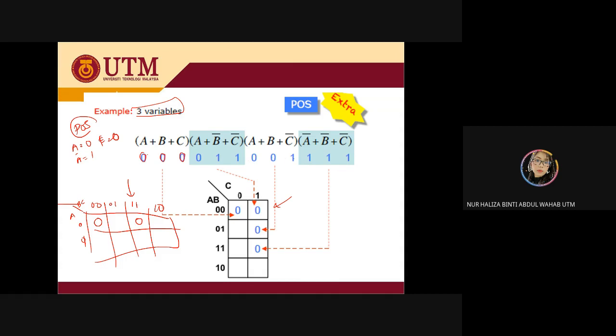0, 1, 1. 0, 0, 0, 1. 0, 0, 1. Here will be 0. And another one is 1, 1, 1. Here. So the rest will be 1, 1, 1, 1.